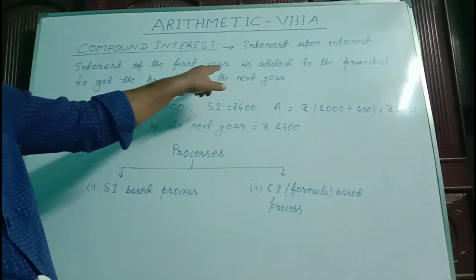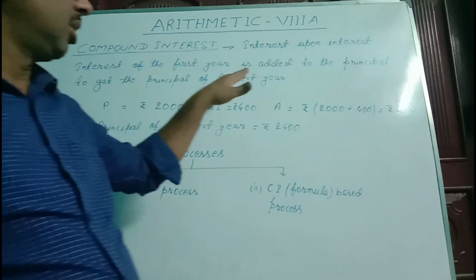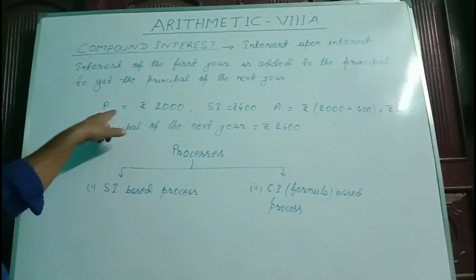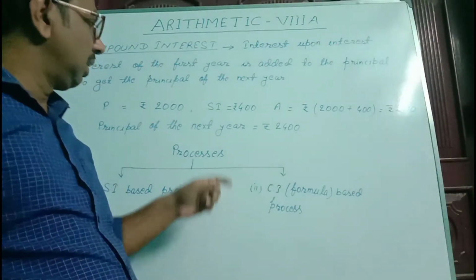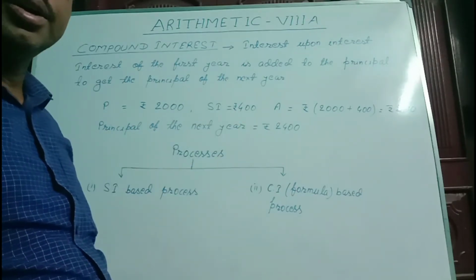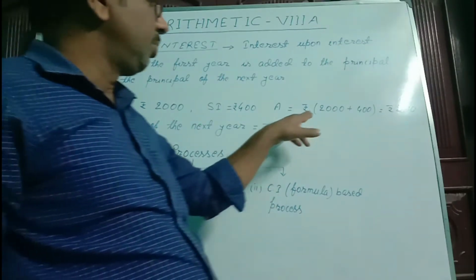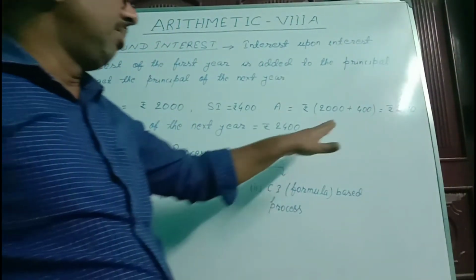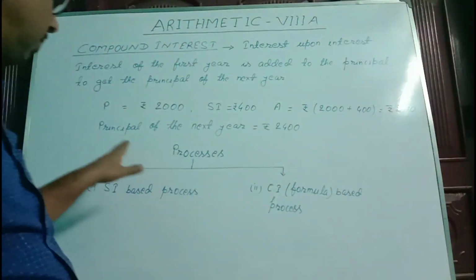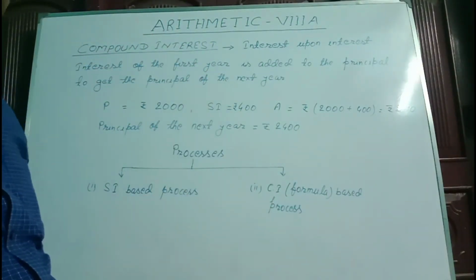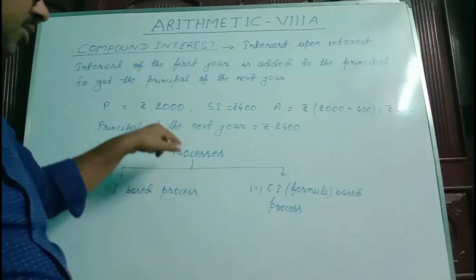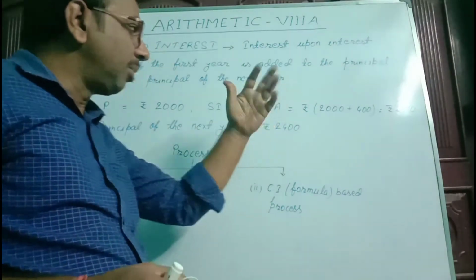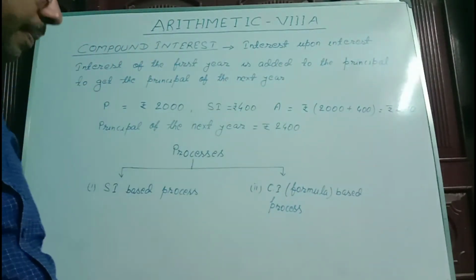Interest of the first year is added to the principal to get the principal of the next year. Suppose principal is rupees 2000 and simple interest is rupees 400. So amount became rupees 2000 plus 400 equal to rupees 2400. So this amount, that is 2400, will be the principal of the next year. Suppose this is the principal of the first year, SI of the first year. This became the amount, and that amount will be the principal of the second year.